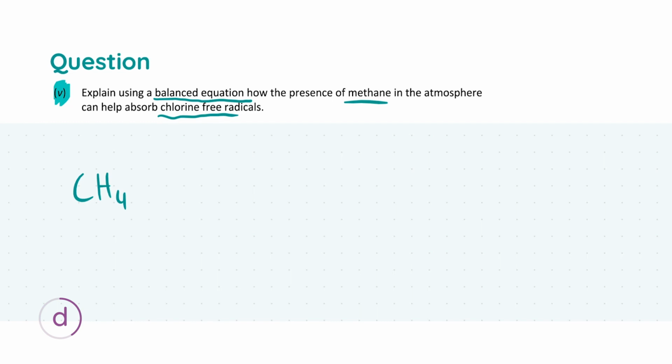And what's actually going to be happening is it's going to be absorbing chlorine-free radicals. What we're going to be adding here is a chlorine-free radical. So now we have to see what's going to happen once these two things react. One of the hydrogens on the methane is going to be ripped off. And that's going to leave us with a methyl free radical, so CH3 with a little dot up there, meaning it's very unstable and it's a free radical.